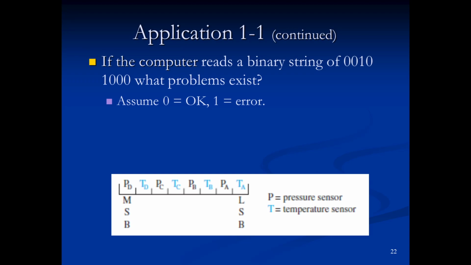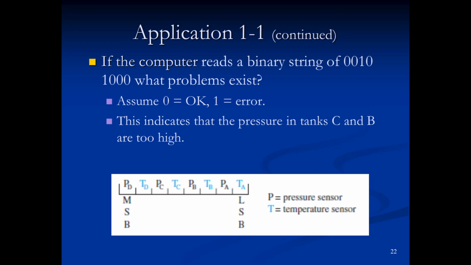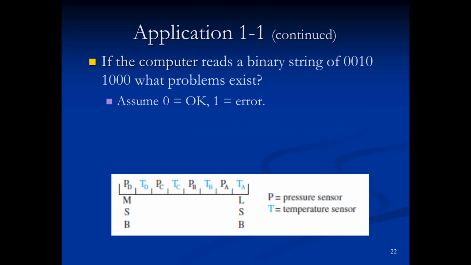And so at the bottom there, you see the various sensor inputs, and we've organized them into the most significant bit being the pressure of tank D, and then from left to right, going from most significant to least significant bit, it's the temperature of tank D, the pressure of tank C, the temperature of tank C, and so on, up until the temperature of tank A. So they're asking if the computer reads a binary string of 0010 1000, that full string, they're asking what problems exist.